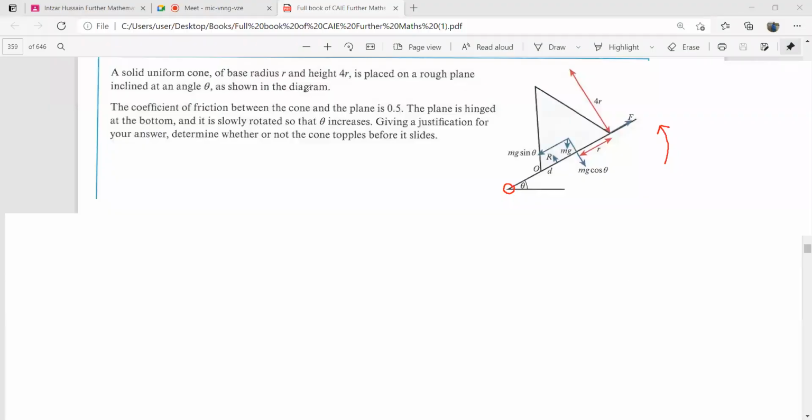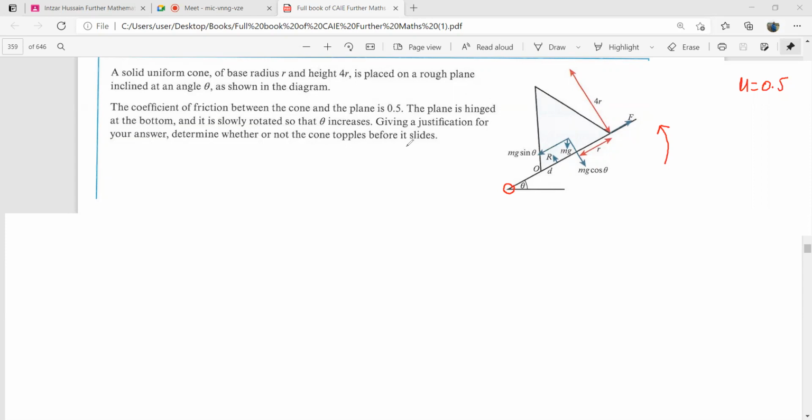So we are into another complicated situation here. We have been given a solid uniform cone of base radius r and height 4r. It is placed on a rough plane inclined at an angle theta as shown in the diagram. The coefficient of friction between the cone and the plane is 0.5. We're given this mu as 0.5. The plane is hinged at the bottom. I have shown this hinge here, and it is slowly rotated so that theta increases. Giving a justification for your answer, determine whether or not the cone topples before it slides.